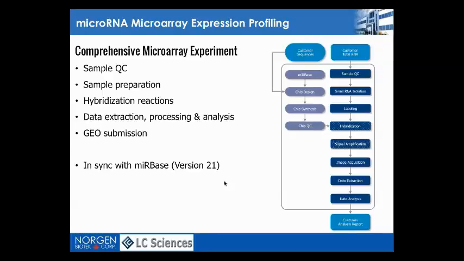In our case, we are always in sync with miRBase. Basically, as soon as miRBase, the publicly available database, updates their probe content, we basically update it the same day. Right now we're at version 21. So right now for human, for example, there are 2,565 mature human microRNAs that are known.